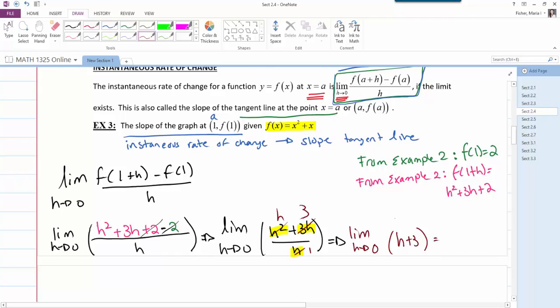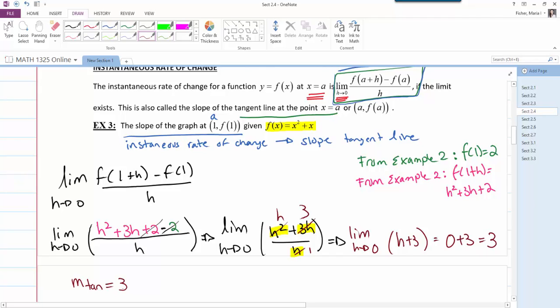Well, again, this is just plugging it in. Remember from section 2, how do we find these limits? We just plug them in. It's just direct substitution. So I plug in a 0 in place of h. So 0 plus 3, which is equal to 3. What does that mean? That means the slope of the tangent line in this case is equal to 3.